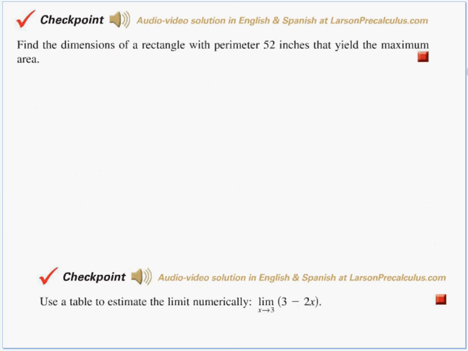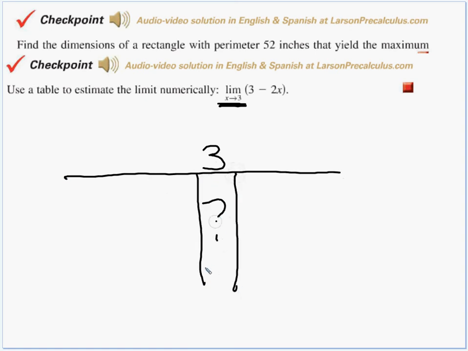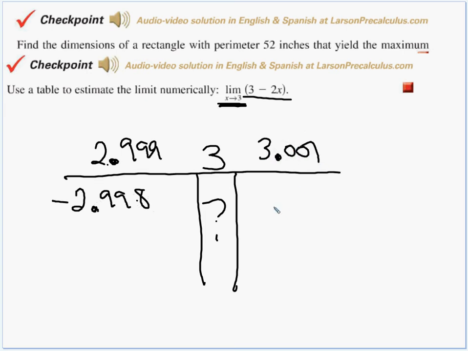All right, the second one here. Again, I just said check a number on either side of this approach number 3. So we're approaching 3. We want to figure out what's going on at 3. And to check with a short table here, if you put 2.999 into this equation, out pops a negative 2.998. And if we put in a 3.001, out pops a negative 3.002.